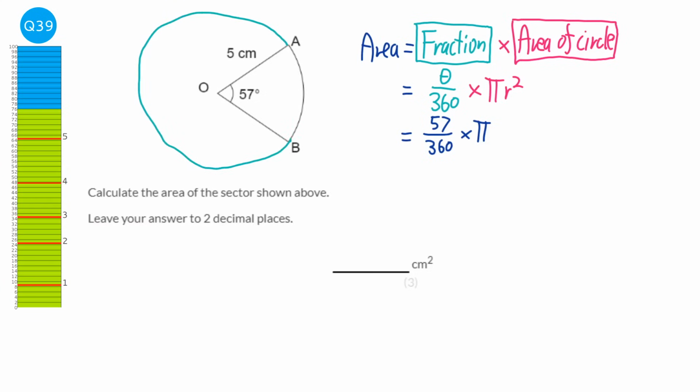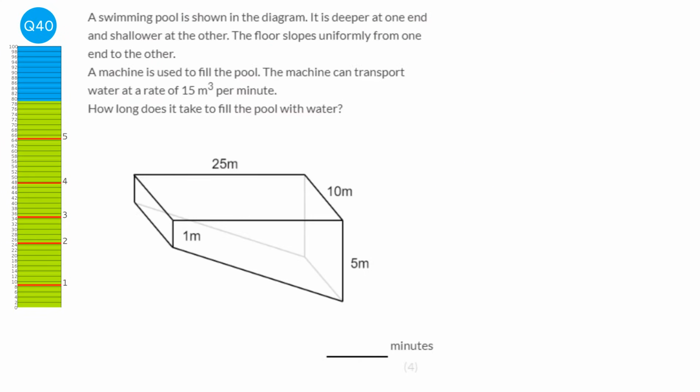I'll do a badly drawn circle. And you can see here that this length, this 5 centimeters, is the distance between the center of the circle and the circumference. So that is a radius. So it's going to be times 5 squared. Put that into your calculator and you'll get 12.435 and so on. It wants 2 decimal places, so we round that to 12.44 centimeters squared.